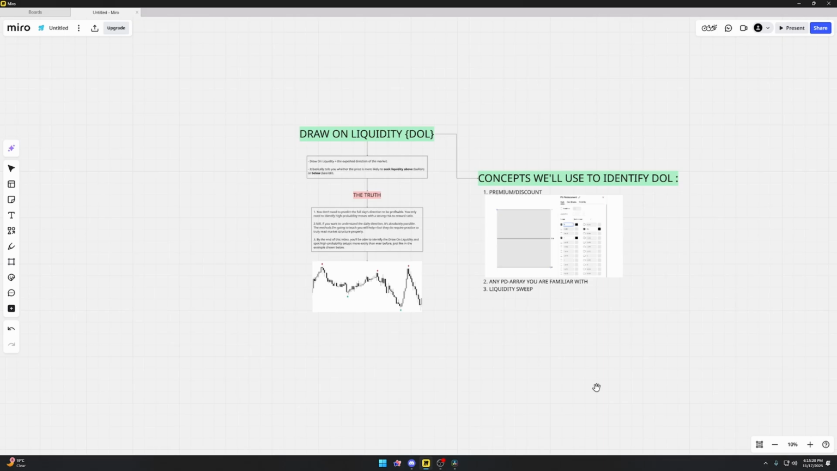In today's video, I'm going to break down how to identify the draw on liquidity. By the end of this video, you'll be able to spot the draw on liquidity much more easily than ever before. The best part? This method does not require you to switch between multiple timeframes or constantly align higher timeframe and lower timeframe. All you need is a basic understanding of market structure, and you'll be able to see where price is most likely to draw toward.